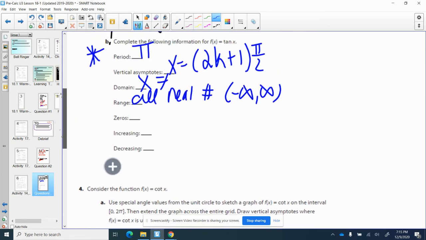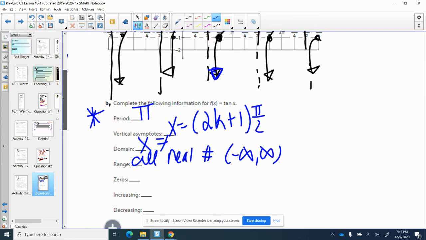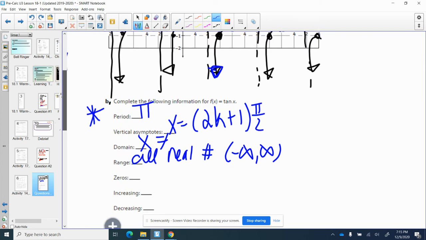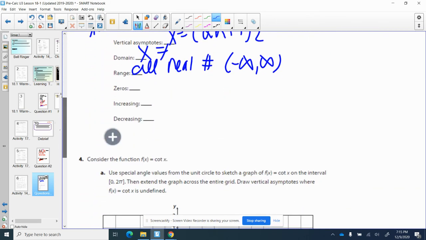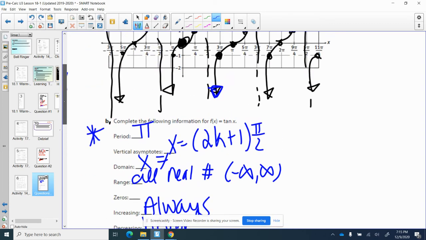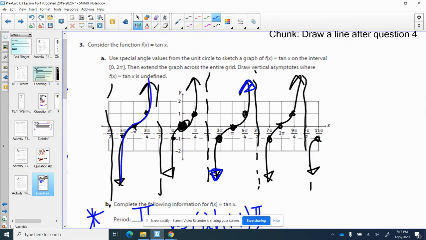And then basically we have zeros at pi, 2 pi, 3 pi, 0, negative pi, all that. So those pi times k values. And we are always increasing. We are never decreasing in these, because as we move left to right, we're always increasing, right? We're always going up on these. Okay? So it's never decreasing.